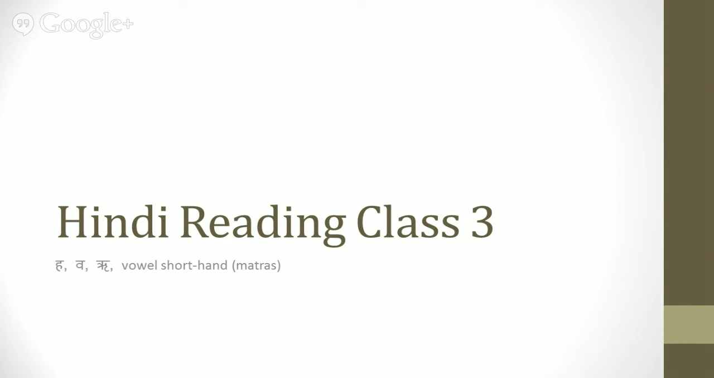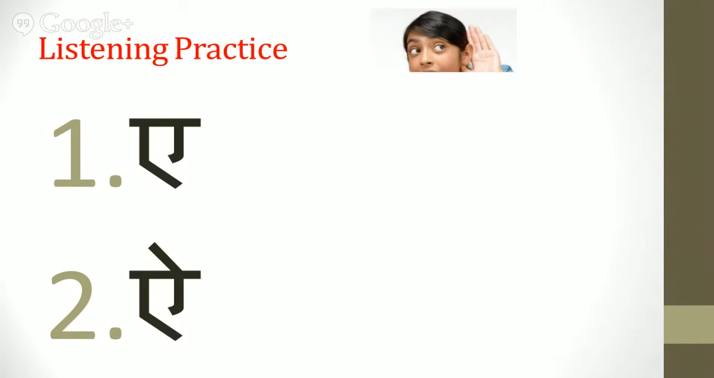Today we're going to learn ha, va, re, and also some vowel shorthands that we talked about previously, also known as matras. All right, so let's get started. First, we're going to do some listening practice, same as we did last week. I'm going to say the letter, and you guess if it's number 1 or number 2.